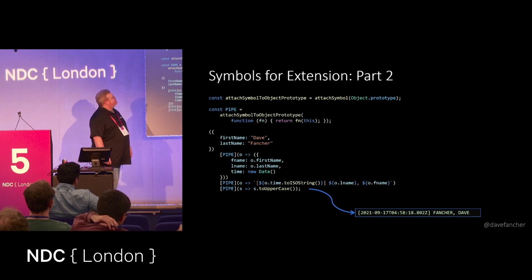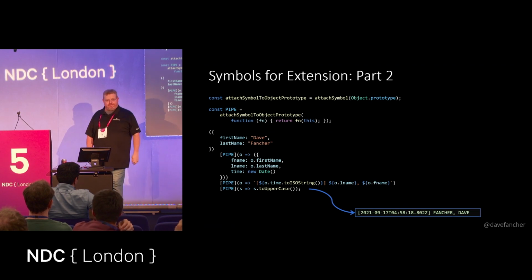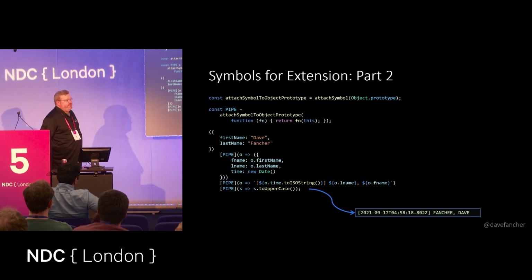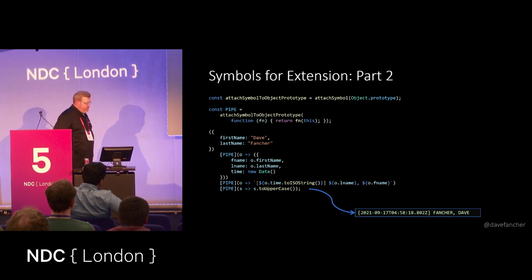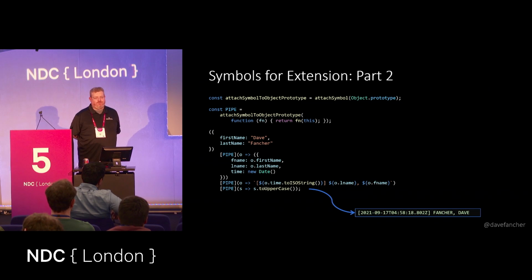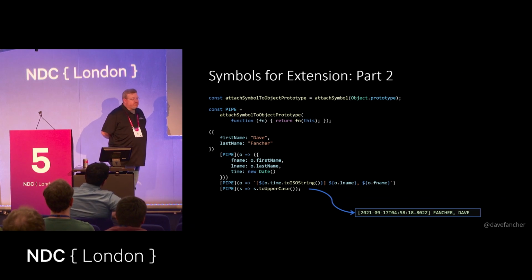which allows us to do things like create a function called attachSymbolToObjectPrototype, where the target is Object.prototype. And because everything comes from Object.prototype, we can make things more generally available throughout all of the objects in our system. And from my functional programming background, I like the pipe.